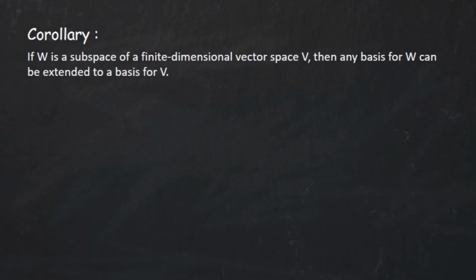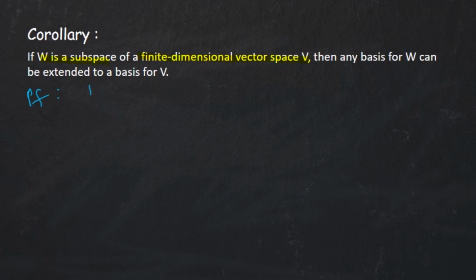So we have a corollary to the previous theorem. It says that if W is a subspace of a finite dimensional vector space V, then any basis for W can be extended to a basis of V. So we can extend any basis of a subspace of a finite dimensional space to the basis of the vector space itself. So the proof is very simple.